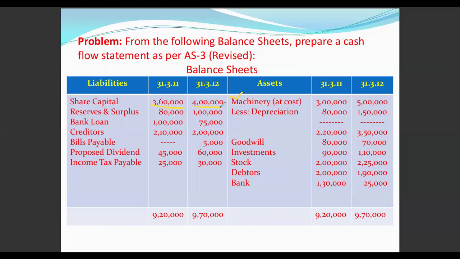There is a change in reserve and surplus. Earlier it was 80,000 and now 1 lakh. So it means I have deducted 20,000 from profits and shifted it to reserve and surplus. But as per the rules and process of cash flow, this is not allowed. So I have to add back this amount to the profits. The bank loan was 1 lakh and now the bank loan is 75,000.